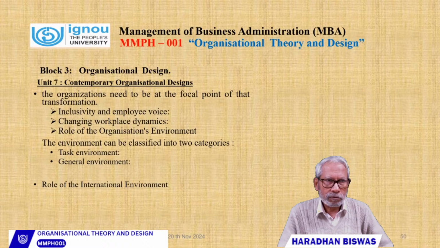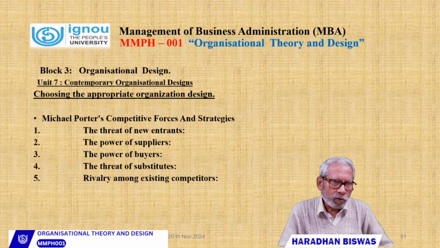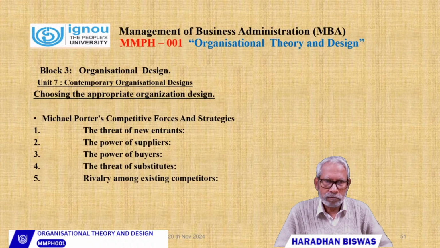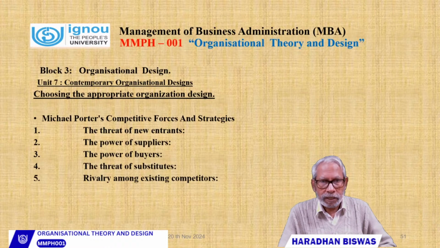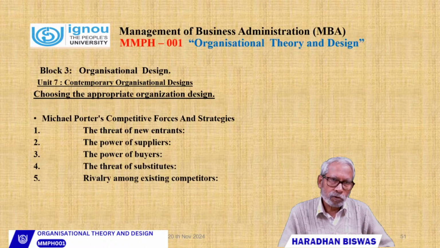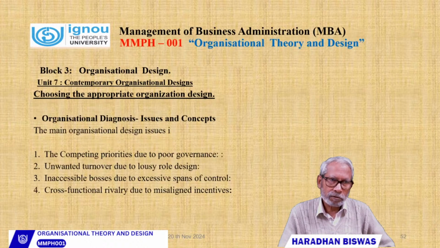So we are talking about what factors to consider during the design. Basically, all of the factors have to be considered. As per Michael Porter's competitive forces: the threat of new entrants, the power of suppliers, the power of buyers, the threat of substitutes, and rivalry among existing competitors. You have to see that within these parameters, within this scenario, your organization has to be designed. I mean, your structures will be there.